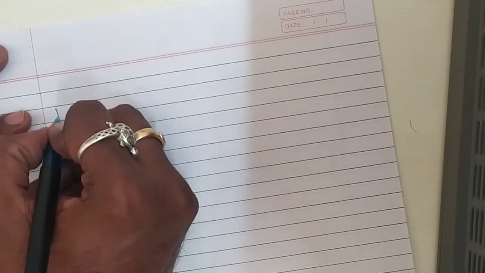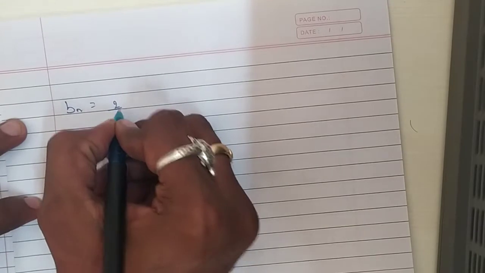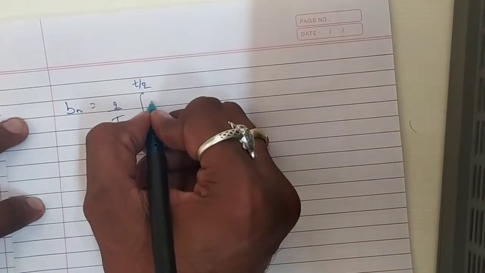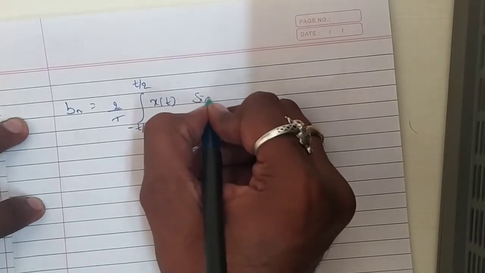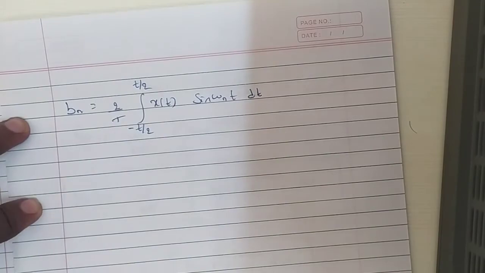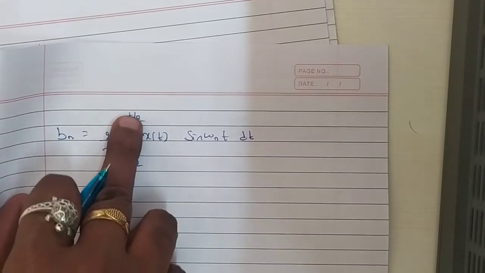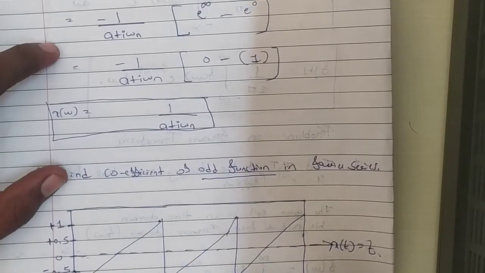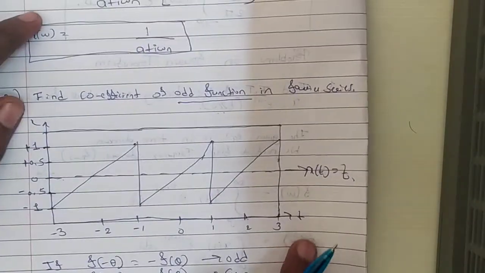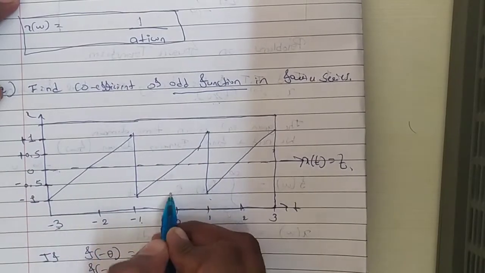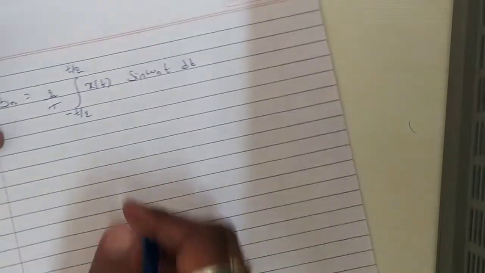Now we will write here: b n is equal to 2 divided by T, integral from minus T by 2 to plus T by 2 of f of t, or you can say x of t, times sine omega n t dt. We have written down the coefficient of the odd function, that is b n. Now, you can see in the question this is the time period and this is x. What is the time period? You can see here from minus 3 to minus 1, that is 2 seconds, minus 1 to plus 1 again 2 seconds, 1 to 3 again 2 seconds. So the time period T is equal to 2 seconds.